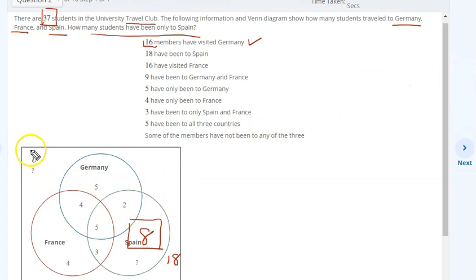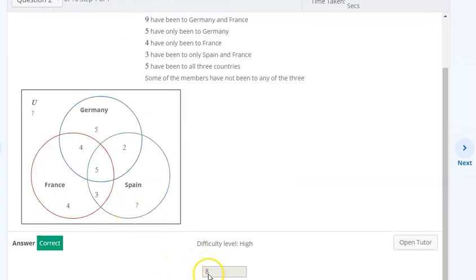For instance, how many didn't go to any of these countries? You would add up all of this and then subtract it from 37. And this person had it right. We can see down at the bottom there, 8. All right, let's go on.